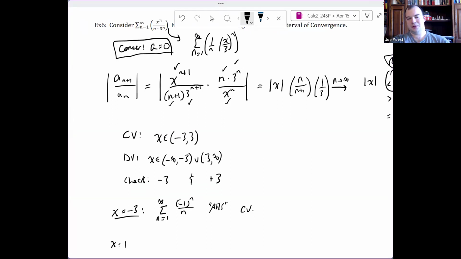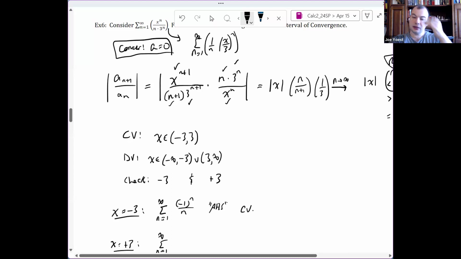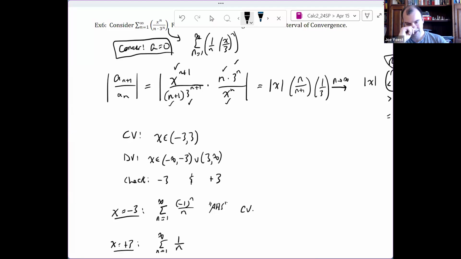And then for x equals +3, the sum n equals 1 to infinity of 1 over n times 3 to the n over 3 to the n, or just 1 over n. This is the harmonic series. It diverges. So we diverge at the right endpoint and we converge at the left endpoint.